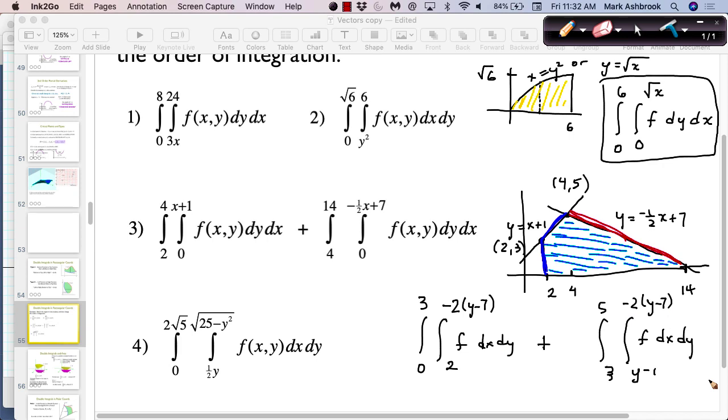Ask me. If I lost you on number 3, ask. Lily, is it better? What's that? You don't know if it's better? Oh, yeah. So this is our left to right, bottom to top, right? dx dy, left to right, bottom to top.